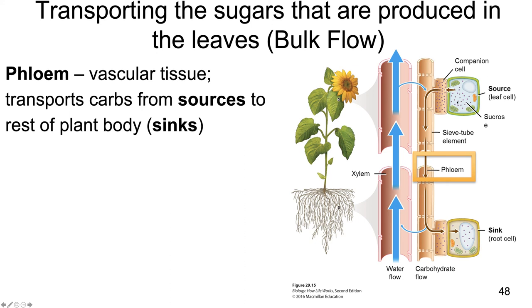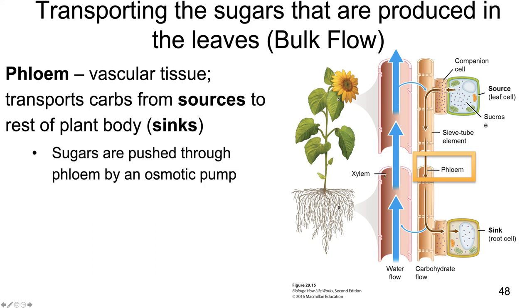And what happens is those sucrose molecules get highly concentrated in this companion cell, and then they'll move by diffusion at a sort of low rate into the phloem. Essentially they'll move from these high concentrations to lower concentration cells in the roots. And so this is considered a source, this is considered a sink. And the way it moves is through essentially what's called an osmotic pump.